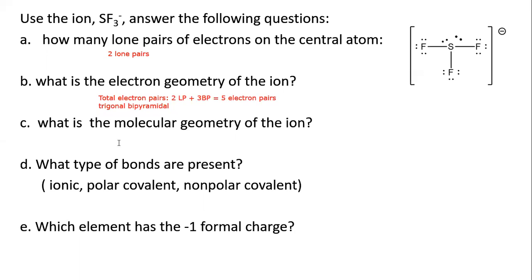Now what's the molecular geometry? Well, we have 2 lone pairs and 3 bonding pairs. And you'll notice here that the bonding pairs form a T shape. Hence, this is T-shape molecular geometry.